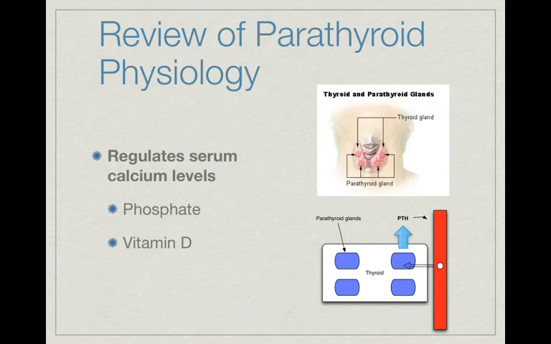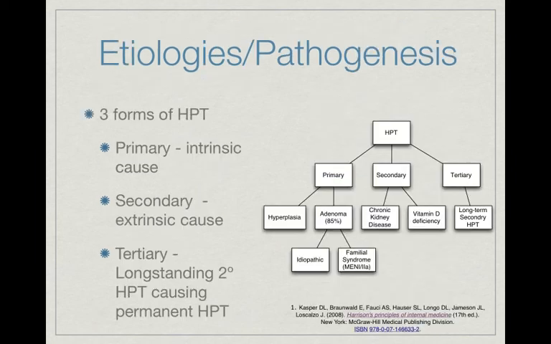Phosphate levels are also regulated by PTH at the level of the renal tubules, as are vitamin D levels. PTH stimulates 1-alpha hydroxylase, which is an enzyme found in the renal cortex cells that lead to the production of active vitamin D. PTH also blocks phosphate reabsorption in the proximal convoluted tubule, which also has effects on the ionized fraction of calcium in the blood. So that's what you need to know about PTH.